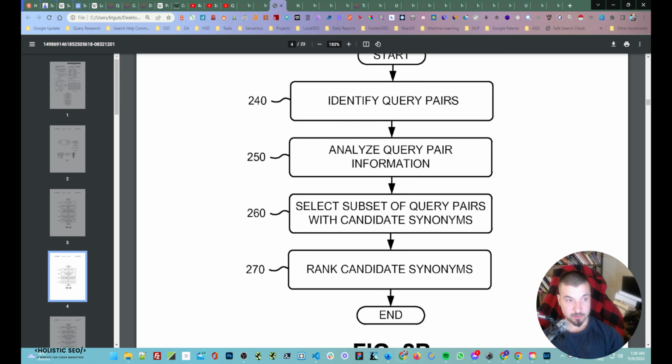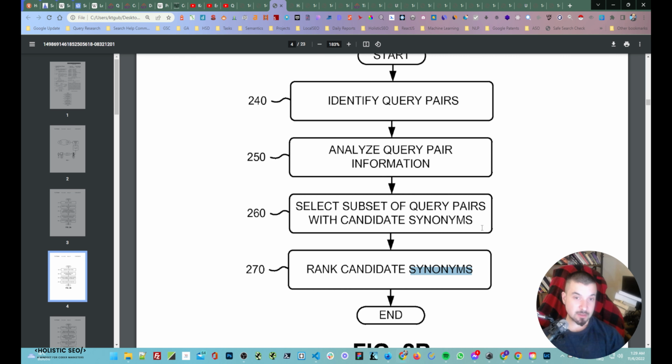Identify query pairs. As you see, we focus on queries more than documents for now. Analyze your query pair information. Select a subset of query pairs with candidate synonyms. Rank candidate synonyms. So search engines usually focus on synonyms to understand, but you should also get that every synonym also has an antonym. If you are able to classify the synonyms in a really good way, antonyms will be following them as well.